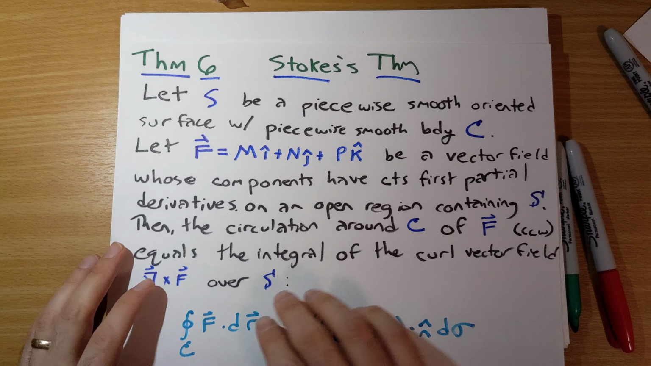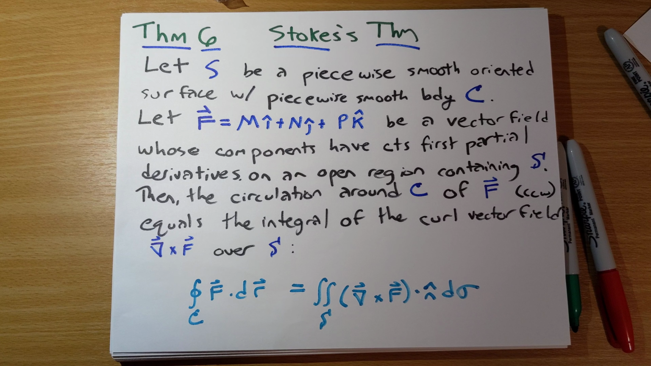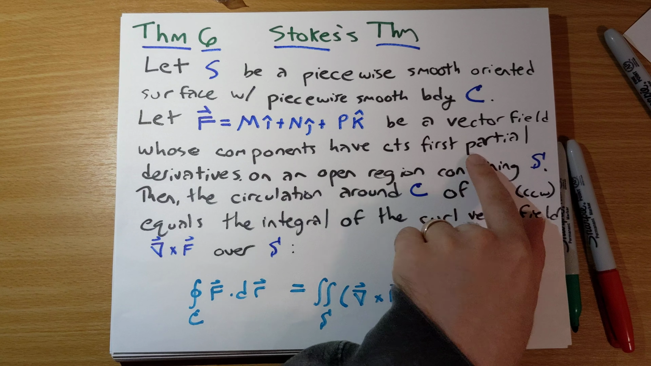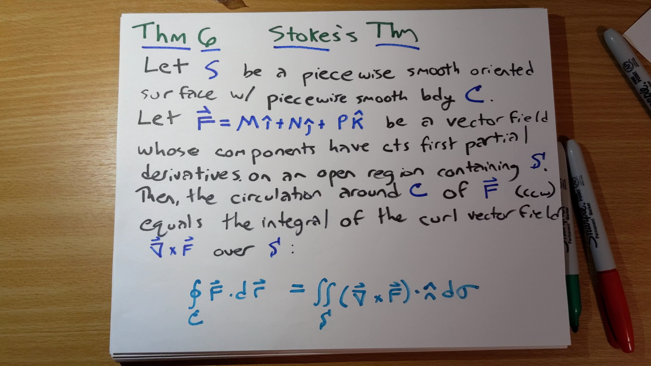Now that we did the necessary setup about the curl in the previous video, it's time for us to talk about Stokes' theorem. Here is Stokes' theorem. Let S be a piecewise smooth oriented surface with piecewise smooth boundary C. Here's a vector field F, with continuous first partial derivatives, on an open region containing S.